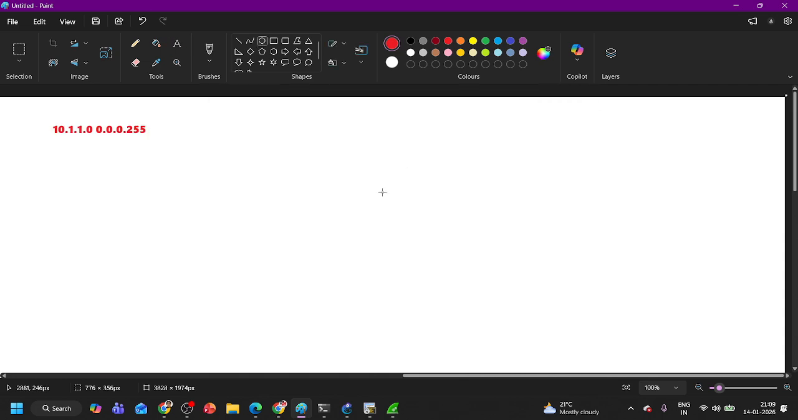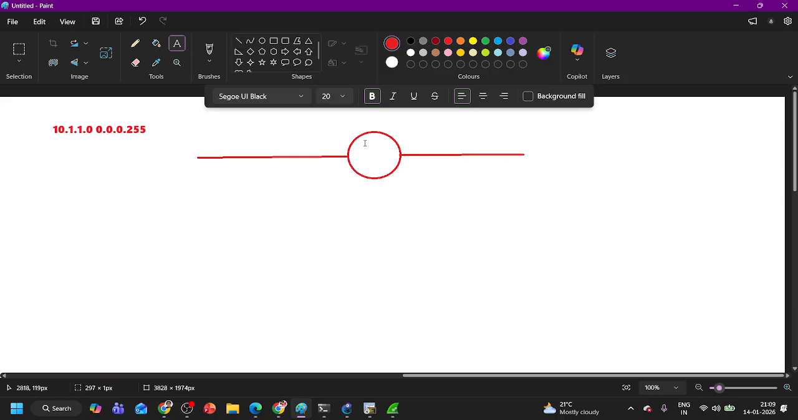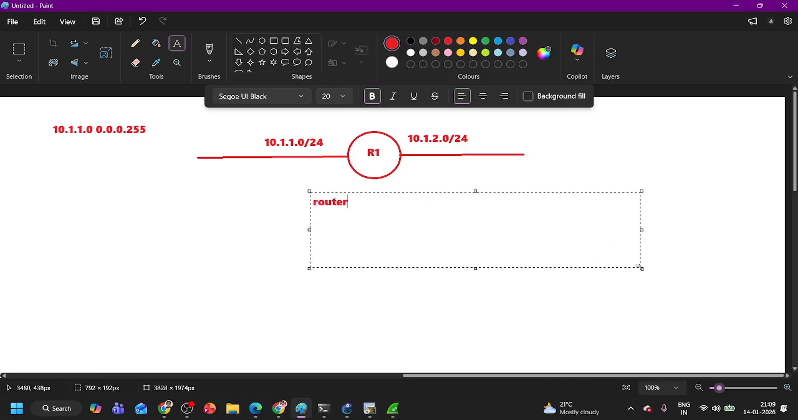Let's say I have a router. This router has two interfaces. Here my network is 10.1.1.0/24. Here my network is 10.1.2.0/24. I want to enable OSPF here. I will run the command router ospf 1 and network 10.1.0.0 wildcard mask 0.0.255.255. It will enable OSPF on both the interfaces.